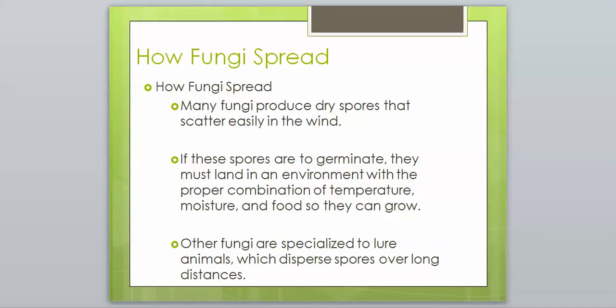After they reproduce, they have to spread in some way. There have been various tactics employed by different types of fungus. Many fungi produce dry spores, and those easily scatter in the wind. We're going to see some different types of fungi that reproduce in different ways. There's one called the puffball that almost shoots its spores up in the air, and then the wind spreads them out all over. Then they grow and form new fungi. If these spores are to germinate, they must land in an environment with the proper combination of temperature, moisture, and food so that they can grow.